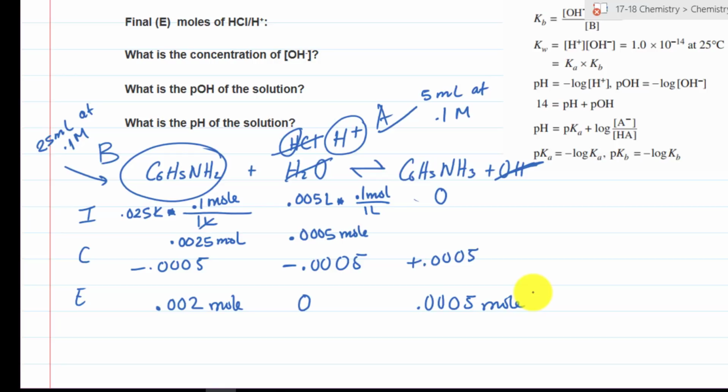And we cannot write an equilibrium expression directly using mole. We have to convert to the concentration, which right now our new volume is no longer 25 milliliter, but it's going to be 30 milliliter. And that is coming from 25 plus 5. And the 5 is coming from HCl. And this one is for original in part B.